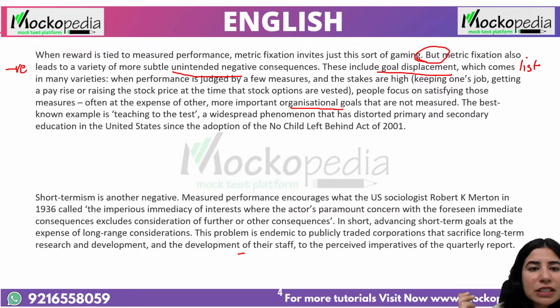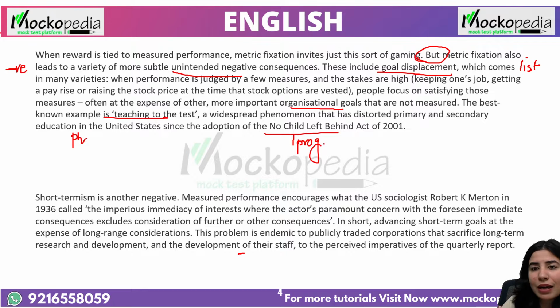The best example is teaching to the test, a widespread phenomenon that has distorted primary and secondary education in the United States since the adoption of the No Child Left Behind Act. So there are two things you should note: the teaching to the test phenomenon, so they are talking about a phenomenon, in case a question comes, you know where to go back. And what is the name of the program? No Child Left Behind. So in case a question comes, we know where to go back. Another example they are taking into consideration, right?